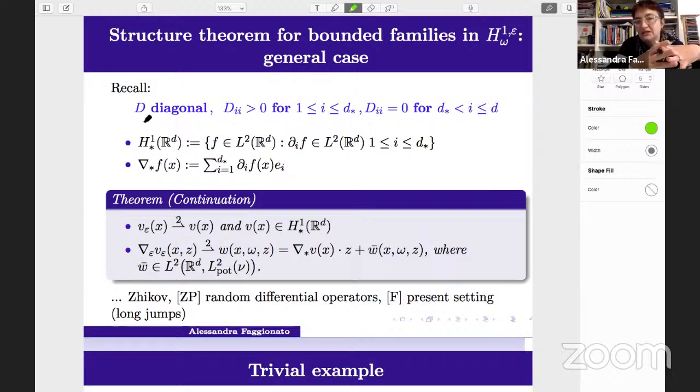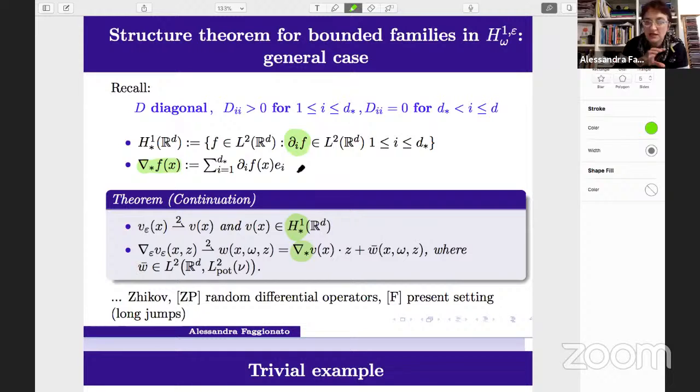Since the homogenized matrix is symmetric, you can diagonalize, and we can assume that the first d-star entries are positive and the others are 0. Then instead of dealing with the standard H1 space, I consider H1 star, given by the square integrable functions that have a weak derivative which is integrable in the first d-star coordinates. I also consider the gradient of f restricted to the first d-star coordinates, and for the other coordinates it is 0. Then I have the same result as before. The only thing is that the limiting function v is in H1 star, and I have to replace the gradient of v with this gradient in the first d-star coordinates.